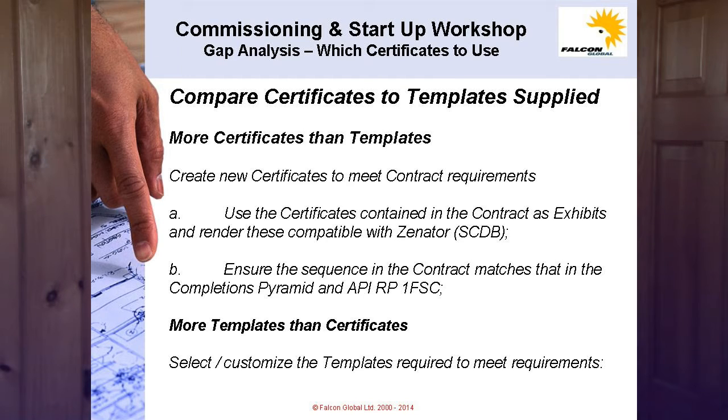If you have a situation with more certificates than templates, then create new certificates to meet contract requirements. For example, use the certificates contained in the contract as exhibits and render these compatible with Zenator, the SCDB. Ensure the sequence in the contract matches that in the completions pyramid and API RP1FSC. Or, if you have a situation with more templates than certificates, select or customize the templates required to meet requirements.